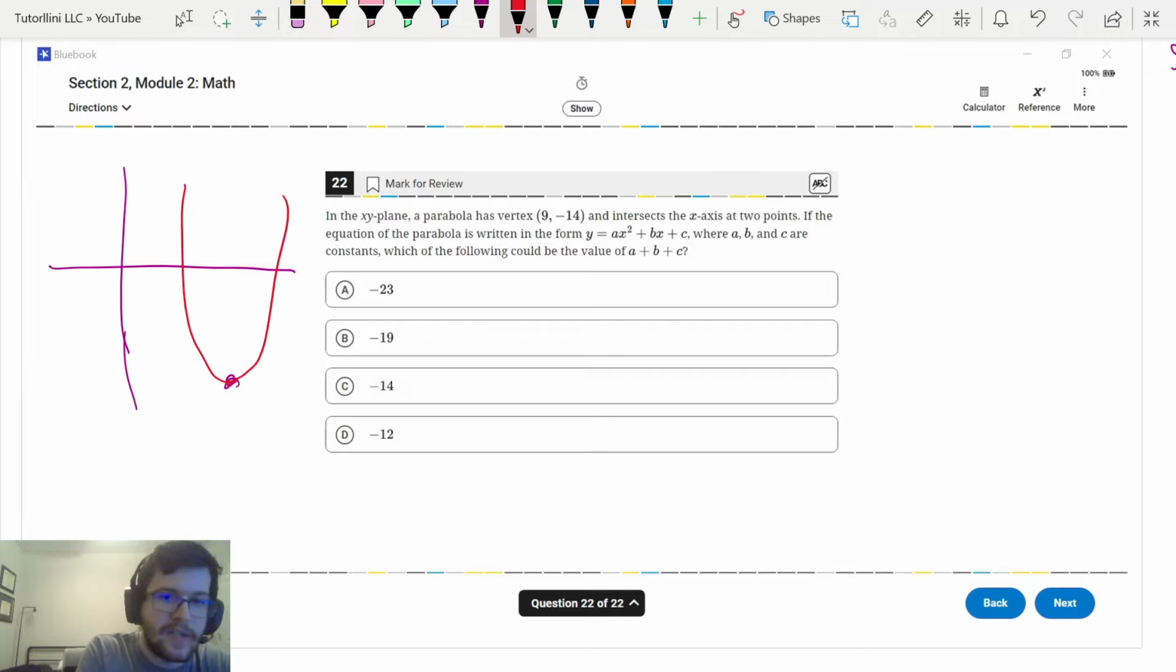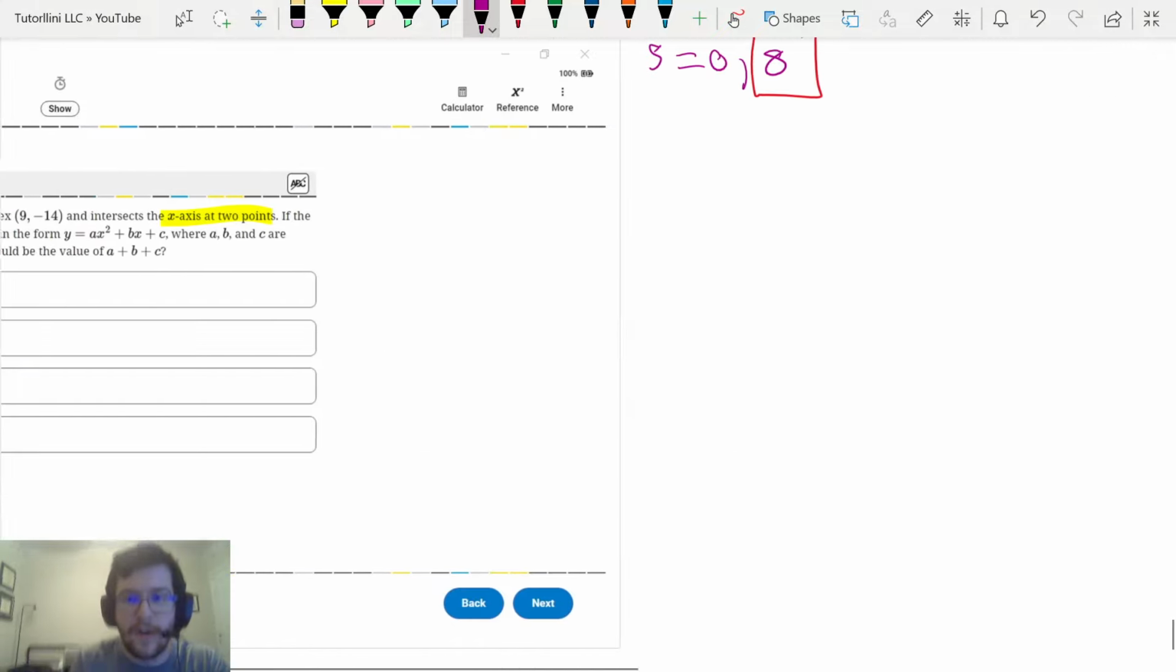In order for it to be intersecting the x-axis at 2 points, it must be facing up, right? If it was facing down, it would never touch it, right? So this tells you, if it's facing up, that a is greater than 0. That's just something you have to know.